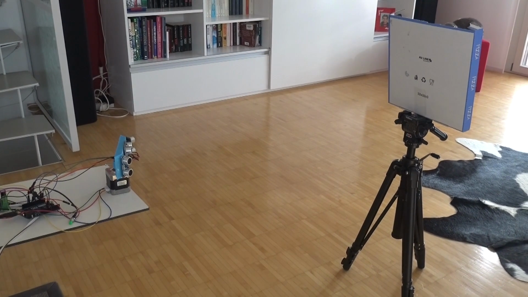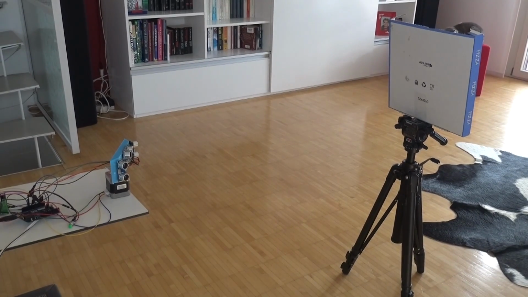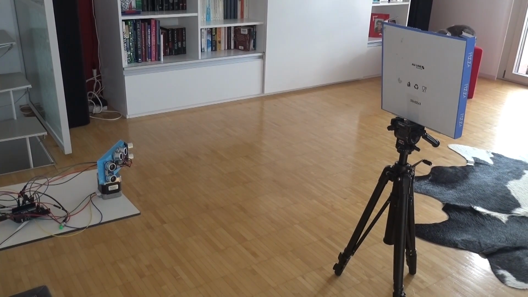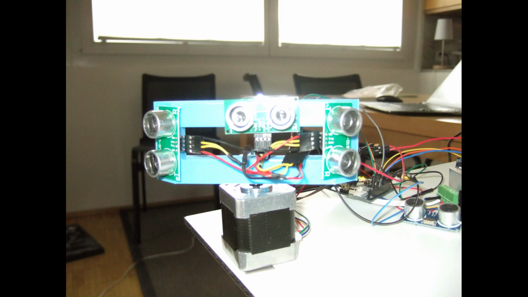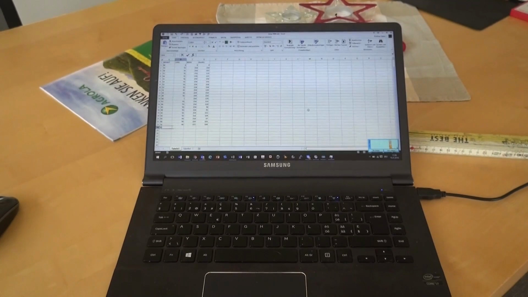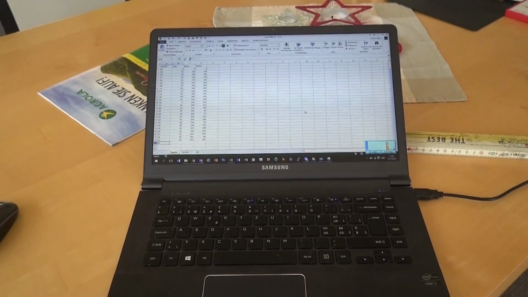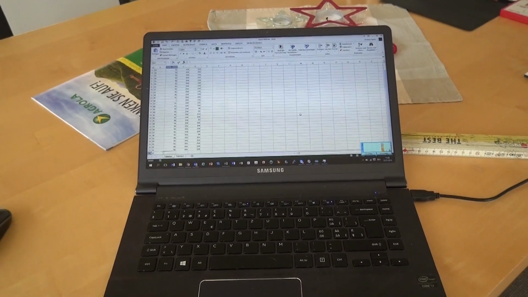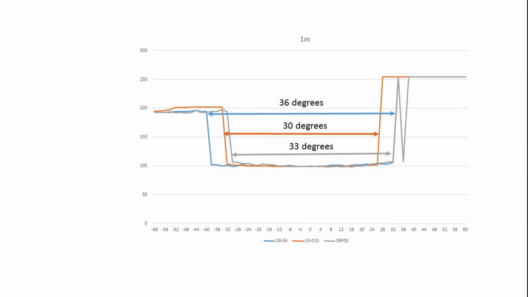To measure this angle, I use a stepper motor with a pizza box in various distances. All three sensors are mounted on one platform in the same direction. I transfer the results directly into Excel and do further analysis. I enclose a link to my video where I explain how this transfer to Excel can be done. Here are the results in the three different distances: 0.5 meter, 1 meter and 2 meters.